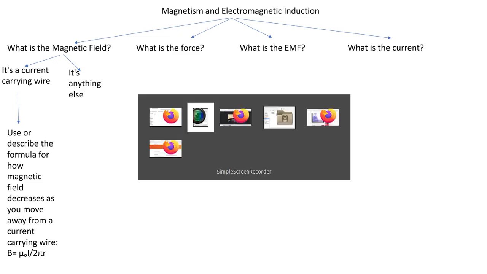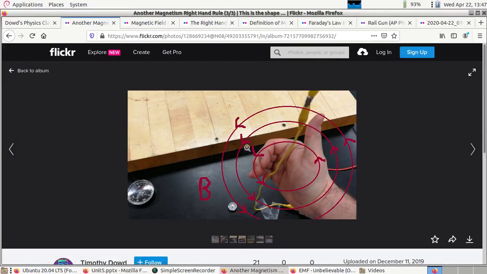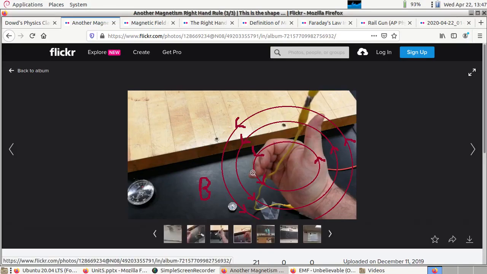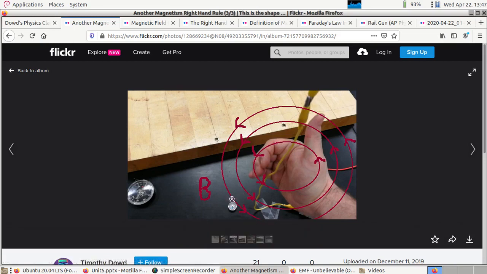They gave you the equation for the magnetic field due to a single current carrying wire. And just as a reminder, this is the magnetic field around a current carrying wire. And the fact that R is on the bottom of that equation tells us that as we move away from it, we expect the magnetic field to decrease. And we showed that in class.